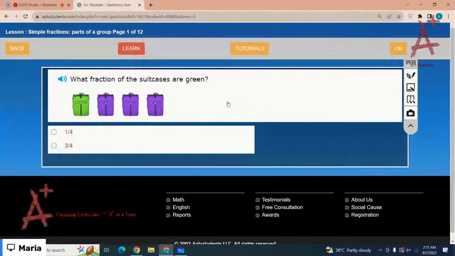What fraction of the suitcases are green? So, which is the correct option? The total suitcases are four, right? Just one of them is green, so it would be one out of four, right?